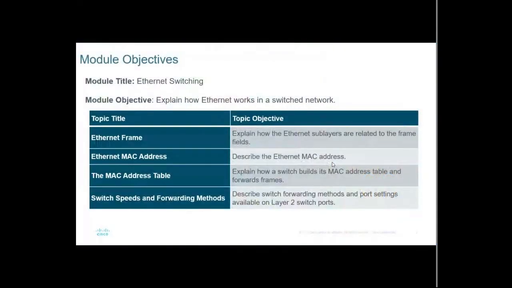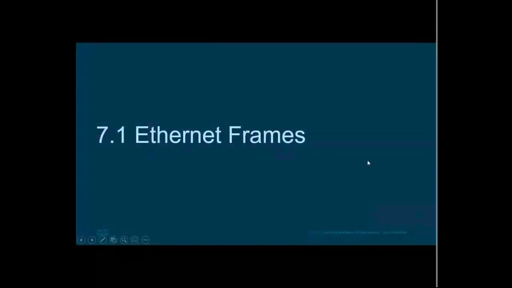So Ethernet switching. Today we're going to look at the Ethernet frame specifically, because that's the one we're most likely to deal with. We're going to look at the Ethernet MAC address and places where we can view this. We're going to look at the MAC address table that we referred to earlier in the first lesson, and we can use that to identify what MAC addresses the computer knows of. We'll also look at some of the switch forwarding methods and the port settings that are available in our layer 2 switches.